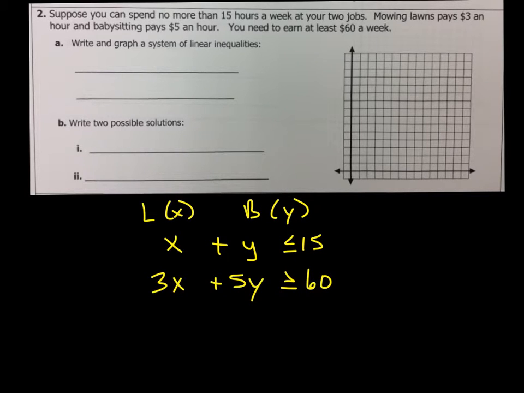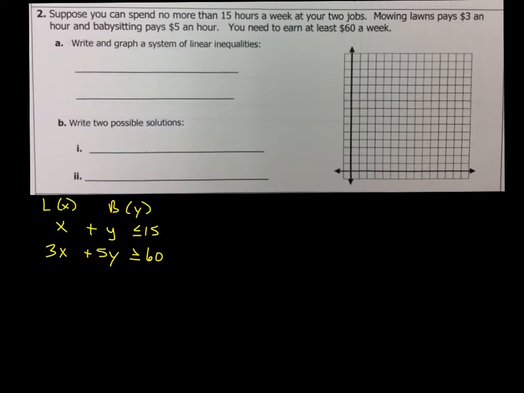So now, with that being said, these are the two equations. Now let me move those off to the side, and what you're going to see is this. I'm going to take both equations. So x plus y is less than or equal to 15. Remember, we can use our intercepts.